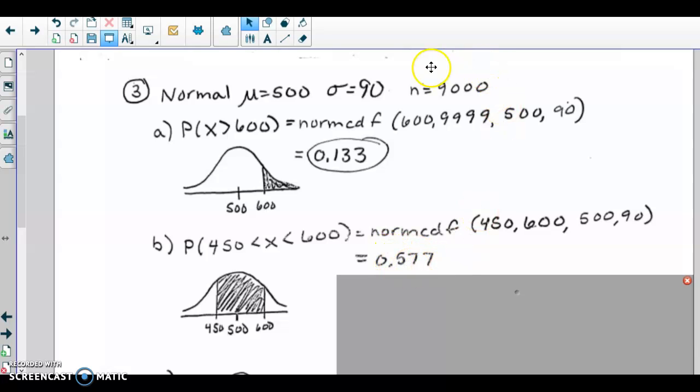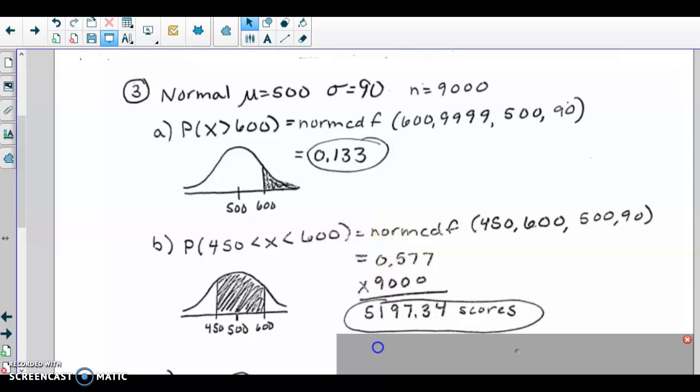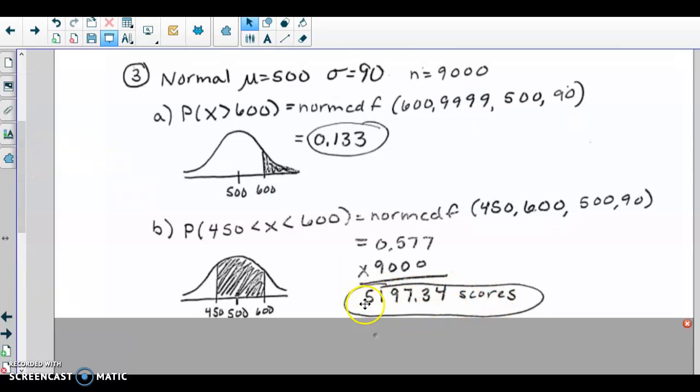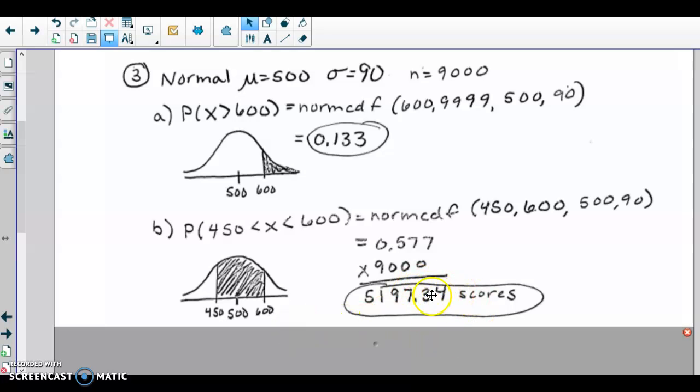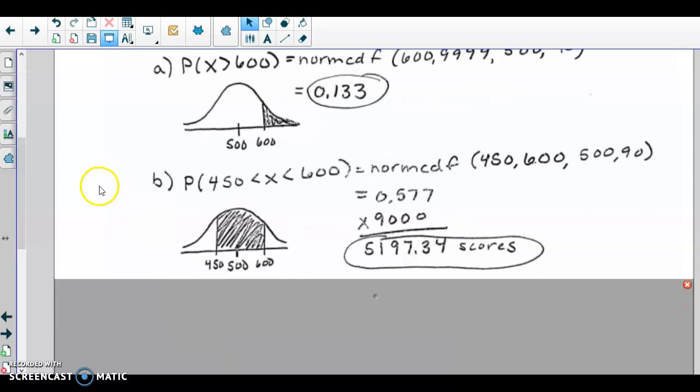And now I got to think about those 9,000 students in this sample that took this test. Well, to figure out how many, I multiply that by 9,000. And then rounding-wise, you could round up or down. A lot of times I say to round up here, because these would be people or scores. You can't have 0.34 of a test score. So a lot of times they'll say to round up. The AP exam, depending how you calculate this probability, shouldn't be too picky about rounding there, though.